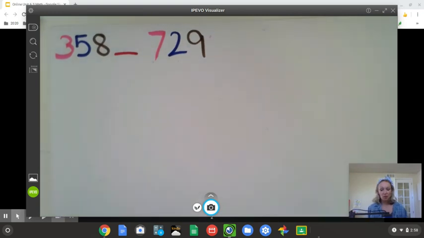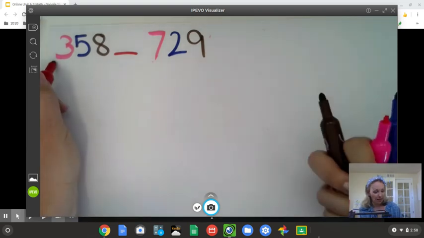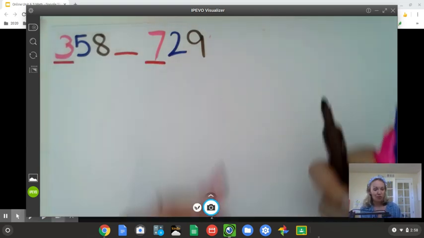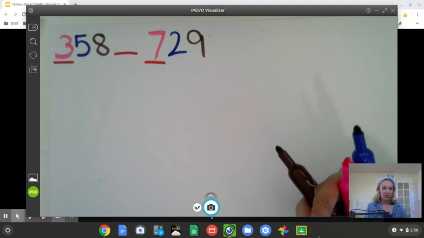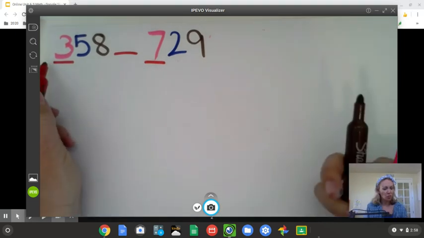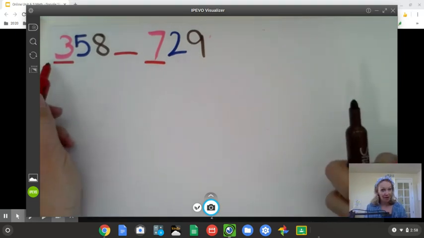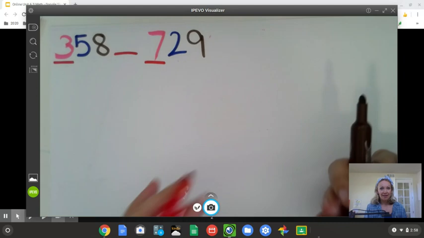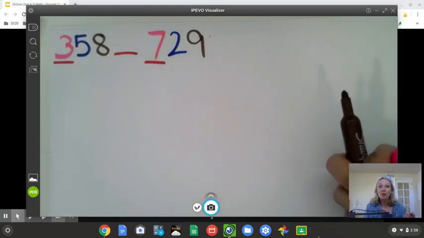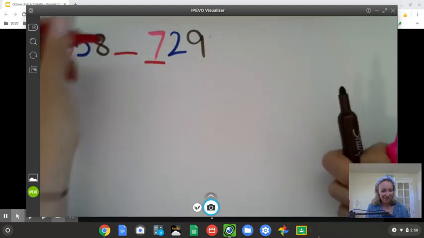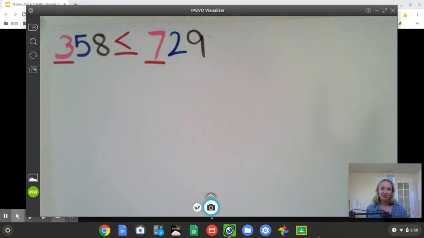If you recall, what do you do first? First, you look at the number in the hundreds place. You always look to the left to determine that number. So which number is larger, 3 or 7? Yes, 7 is the larger number. So you actually get to stop right there and say 700 is a larger number.